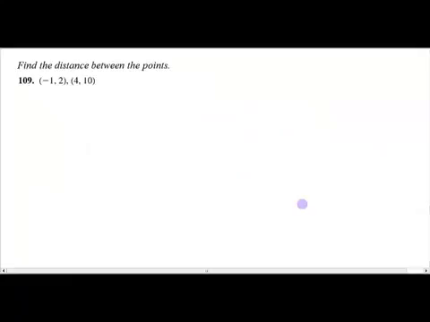Let's find the distance between these points. Now here I'm not going to have a graph. I'm not worried about graphing it. Let's just use the distance formula. So the distance is the square root of x2 minus x1 quantity squared plus y2 minus y1 quantity squared.